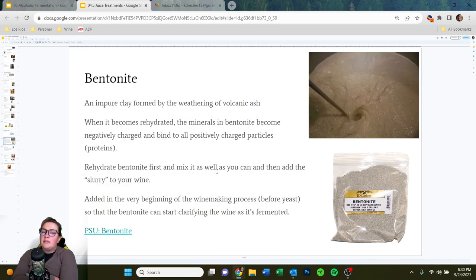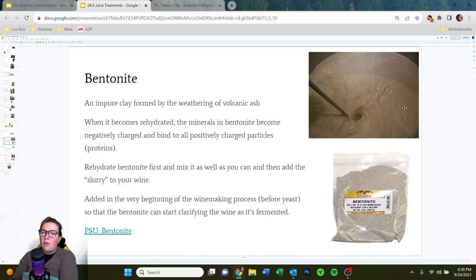Because bentonite is a clay and consists of a lot of minerals, it ends up having a lot of negatively charged particles, or ions, in it, and these will bind to the positively charged particles of proteins. Proteins are one of the things that creates the haze in juice. So when you make the slurry and add it to your wine, the clay reacts with the proteins and then settles to the very bottom of the tank, and then you'll rack it off and start fermenting.